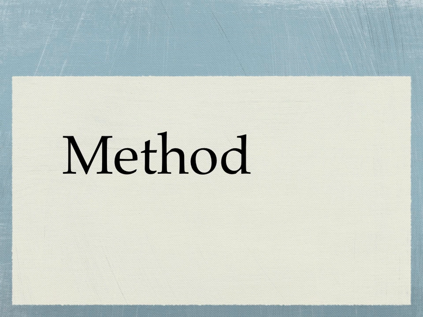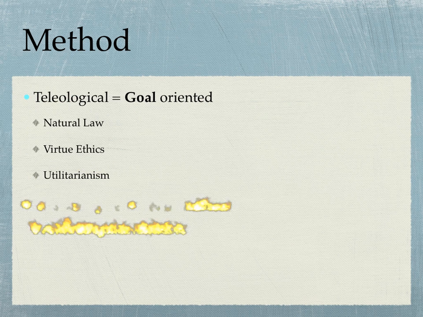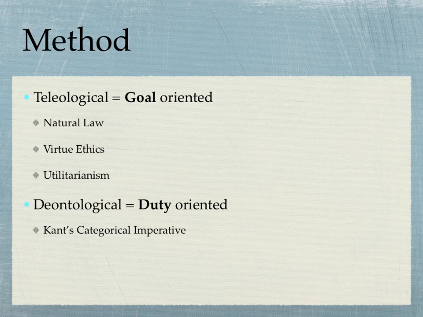The final ingredient in our moralist batter is that of method. And you'll notice that Richard Gula states that there are three different types of methods that can be used in moral decision-making. They are the teleological methods, the deontological method, and the responsibility method, which is something that is a bit more contemporary.